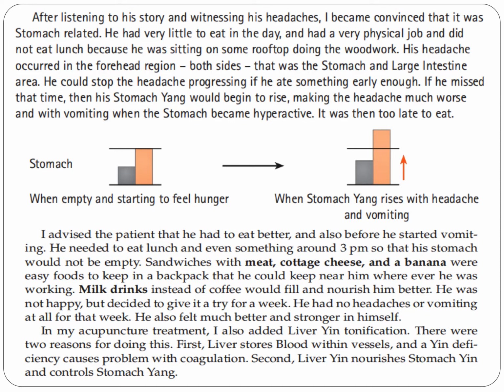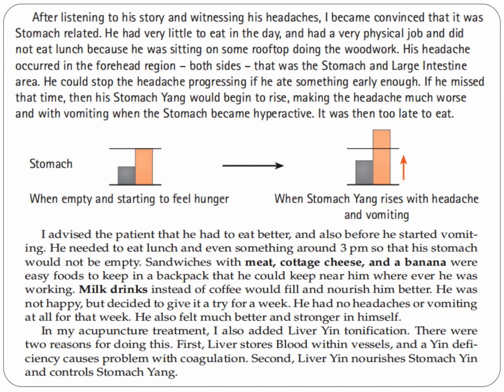The patient was advised that he had to eat better, and also before he started vomiting. He needed to eat lunch and even something around 3 p.m. so that his stomach would not be empty. Sandwiches with meat, cottage cheese, and a banana were easy foods to keep in a backpack that he could keep near him whenever he was working. Milk drinks instead of coffee would fill and nourish him better. He was not happy, but decided to give it a try for a week.